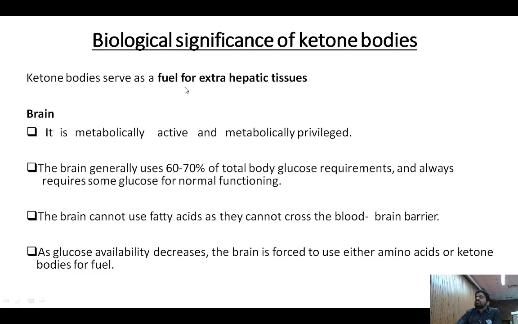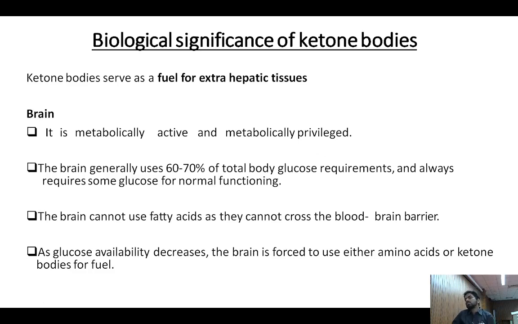Ketone bodies serve as fuel for extrahepatic tissues. This you have understood. Mainly for the brain; for the brain it is very important. Apart from that, the kidney and heart also use them. But for the brain, we know that the brain is very metabolically active and it is metabolically privileged. What is the meaning of metabolically privileged? Glucose is the best fuel, right? In the sense, especially for the brain.